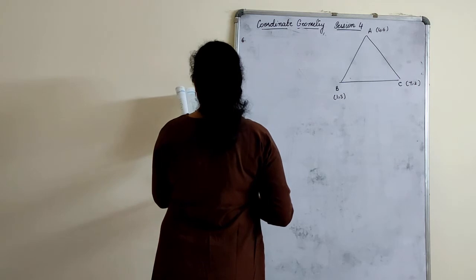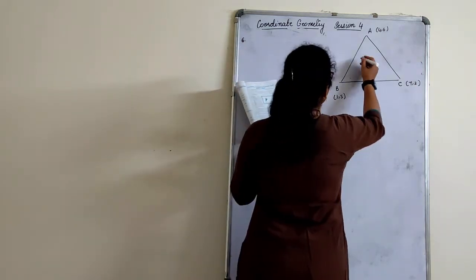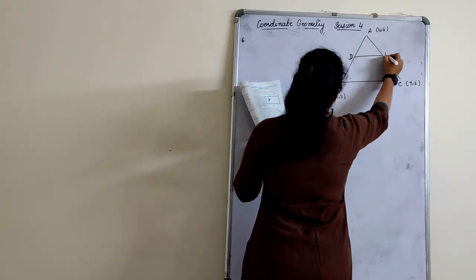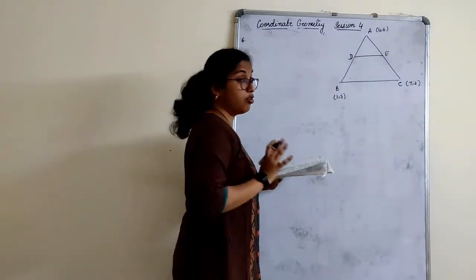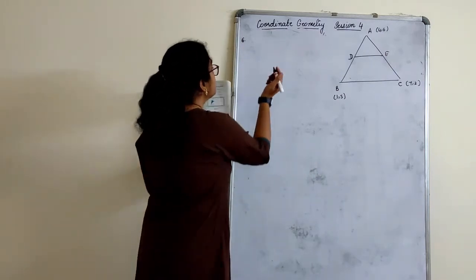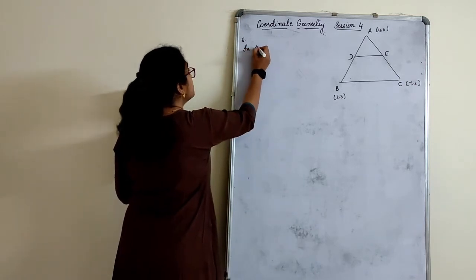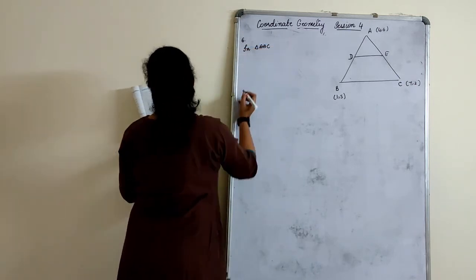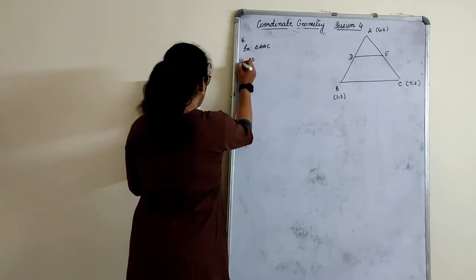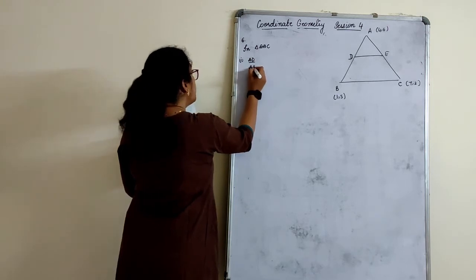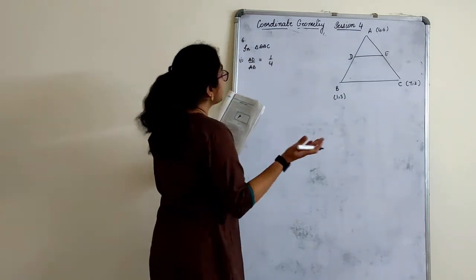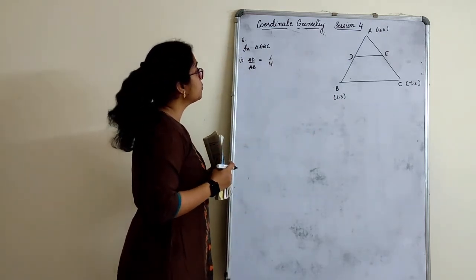A line is drawn to intersect the sides AB and AC at D and E respectively. A line is drawn, not a midpoint. Some line is drawn in triangle ABC such that, what they have given here, this is the first part, AD upon AB is equal to 1:4. AD upon AB. Second part we'll take it later. Is equal to 1:4.